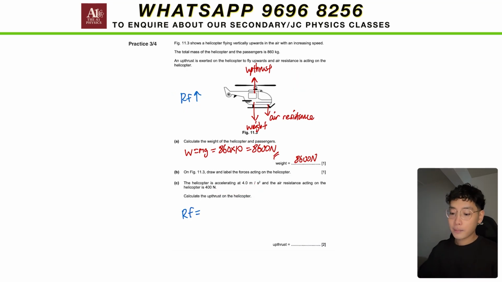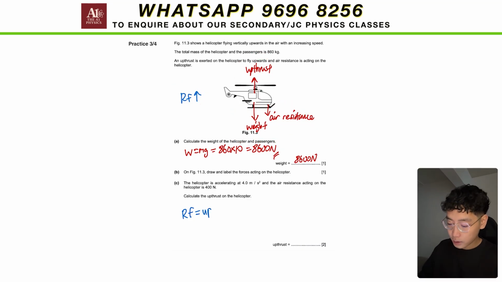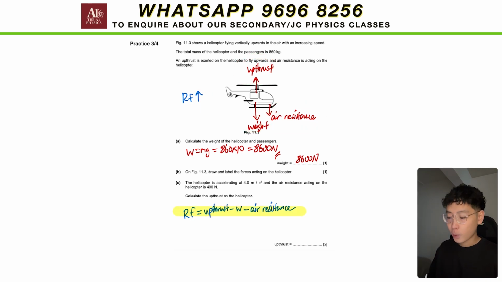Okay, this is the key, because if you get the resultant force downwards, you'll get this entire question wrong. So now that we know that the resultant force is upwards, we know that the upthrust must be bigger than these two, because the total force is upwards. So now we can say resultant force equals upthrust minus weight minus air resistance. Right, resultant force equals upthrust minus weight minus air resistance. And once we get this equation, it's very easy to solve the rest of the question.